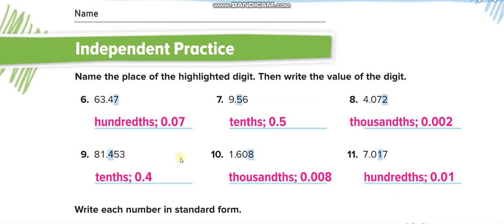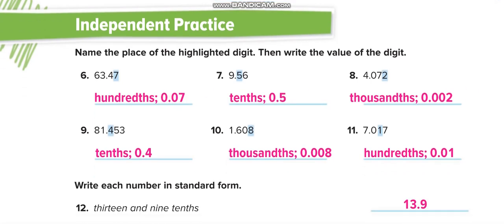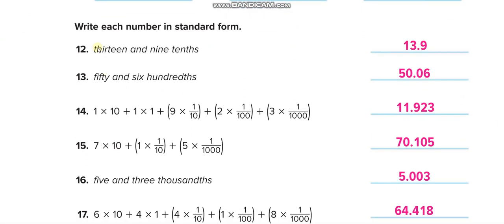Okay, first you have to solve it, then you will match your answers from this video. This is 63.47. 7 is what? Hundredths. And what is its value? 0.07. Name the place of the highlighted digit. This is the highlighted digit. You have to name its place value. This is hundredths. And then you have to write its value. So remaining everything will become 0 when you're writing the value. Okay, 0.07. Got it?